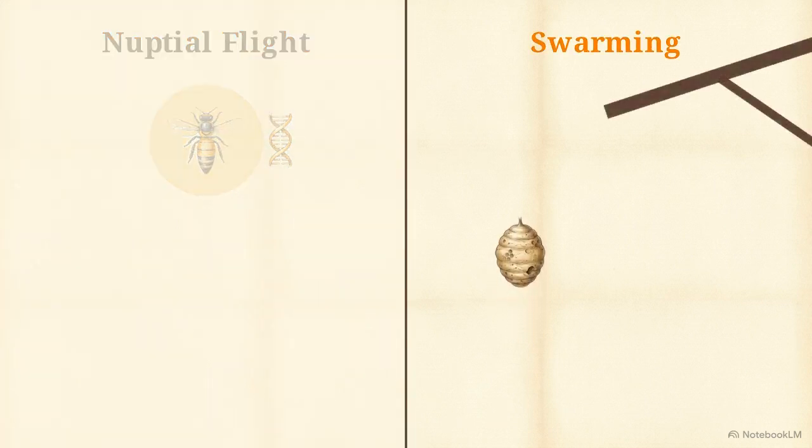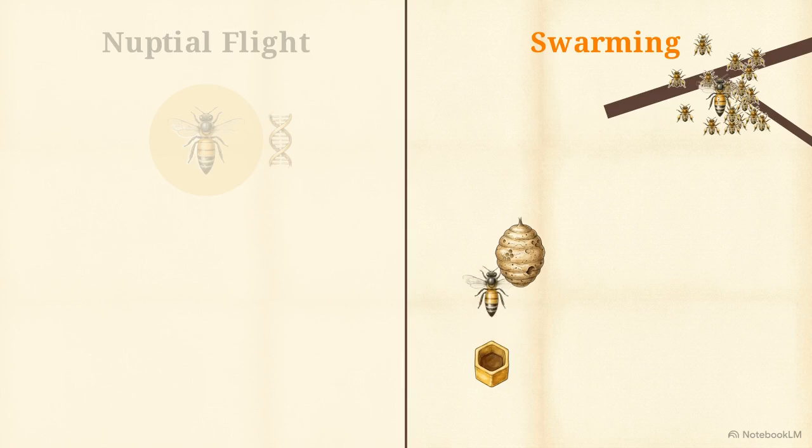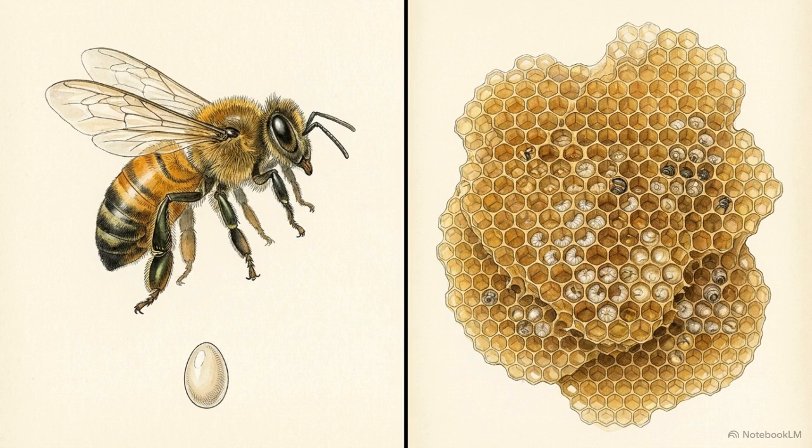This is swarming. Swarming is a survival mechanism for the colony to reproduce when their current hive becomes too overcrowded. When a hive swarms, the old queen takes about half of the worker population to build a new home. They leave behind a newly hatched queen to inherit the original hive. To keep them straight on a test, the nuptial flight creates new individual bees, while swarming creates entirely new colonies.